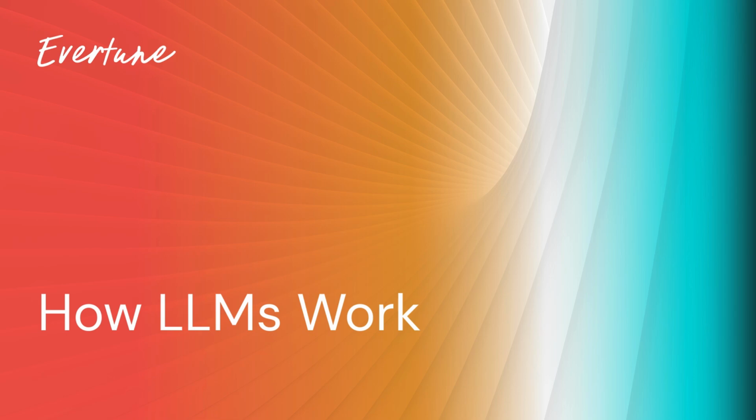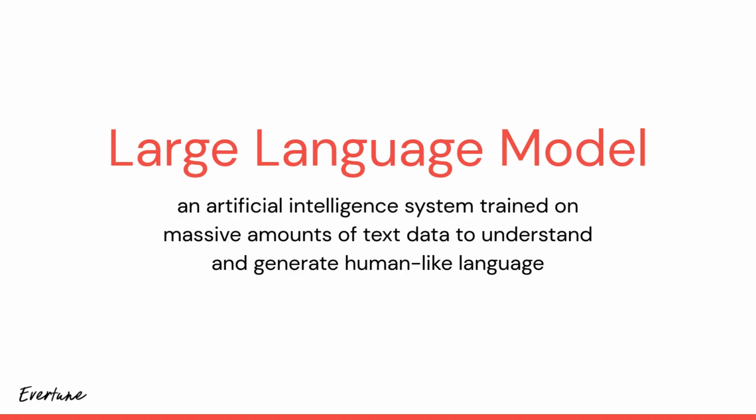In this short video, we'll learn how large language models work and discuss the shift from traditional SEO to generative engine optimization, also known as GEO. So what is a large language model? A large language model is an artificial intelligence system trained on massive amounts of text data to understand and generate human-like language.